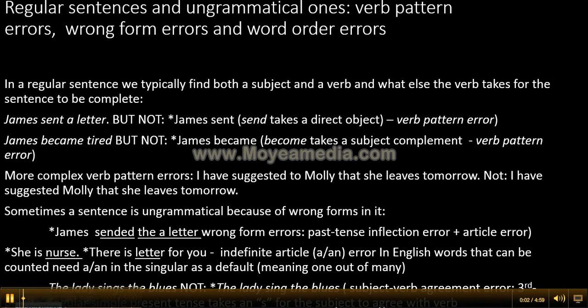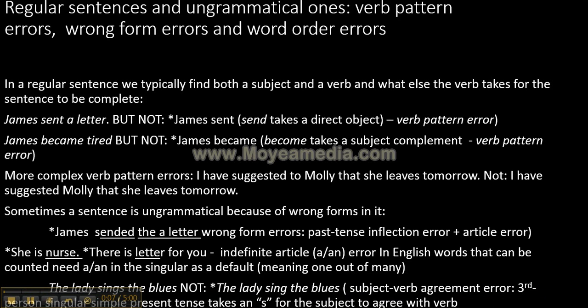We did not quite finish the regular sentences. We saw that in a very typical regular sentence you have both subject and verb, and whatever the verb takes. We looked a little at subject complement verbs and direct object verbs, verbs that take these two types of constituent, and saw that you cannot really leave something out. And we also looked at a rather complex verb pattern.